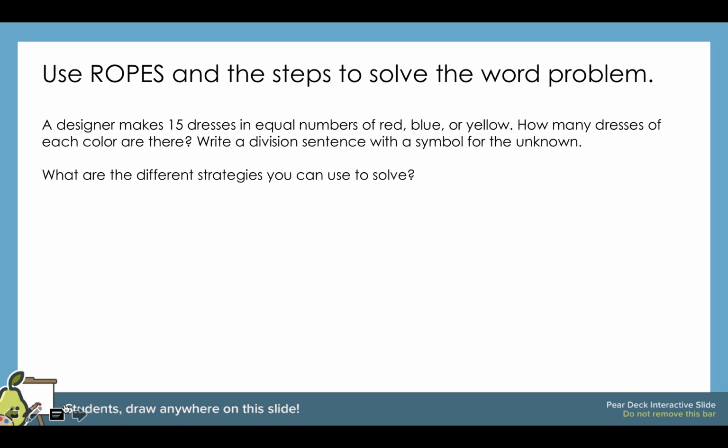So we're going to use ropes and the steps to solve the word problem below. So first we need to read it, and it says, a designer makes 15 dresses in equal numbers of red, blue, or yellow. How many dresses of each color are there? Write a division sentence with a symbol for the unknown. What are the different strategies you can use to solve? So here we have two different questions. The first one is, how many dresses of each color are there?